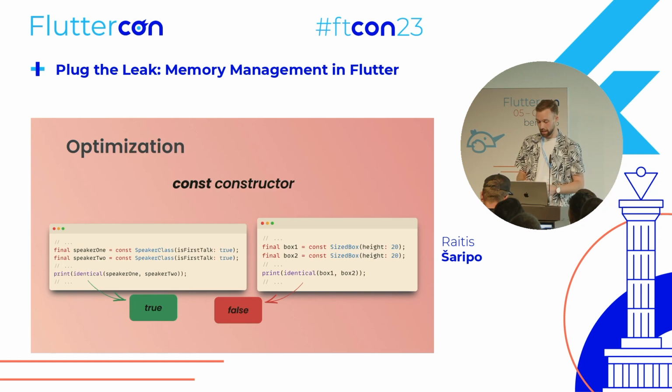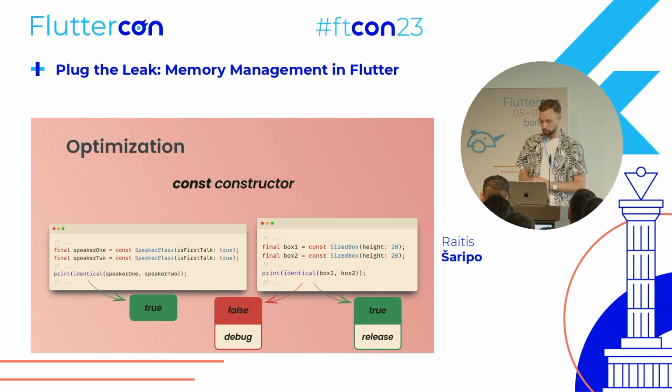canonicalization for widgets in debug mode happens differently than it does in release mode. This is because of the added support for debugging tools in debug mode. In release mode, it will actually return true. But you don't have to worry because in debug mode, the widget canonicalization is still performant enough, so you get the most performance benefits out of it. And regular constant constructors, the non-widget ones, work the same in debug and release modes.